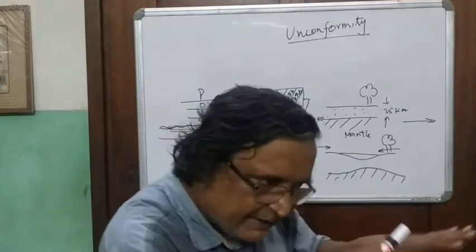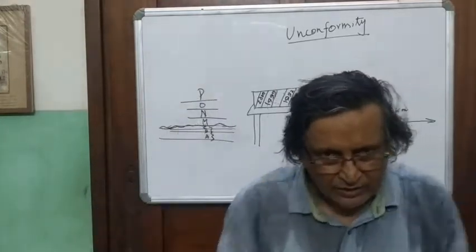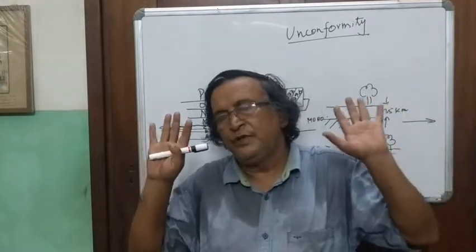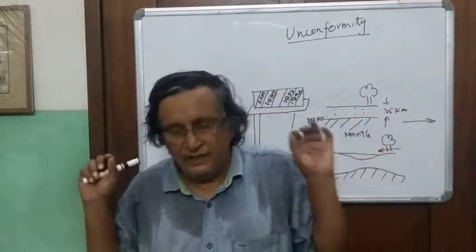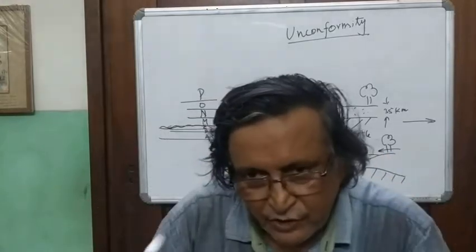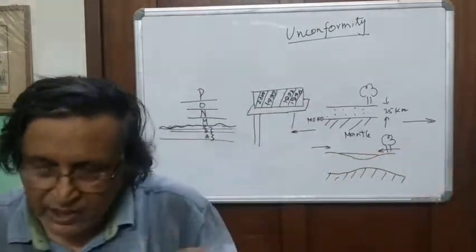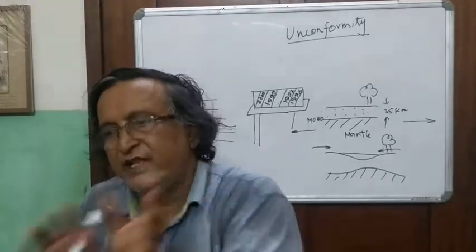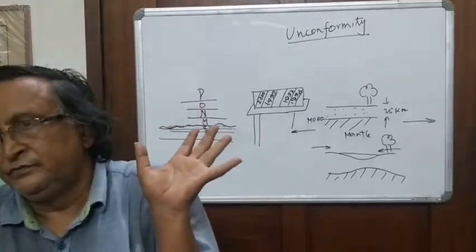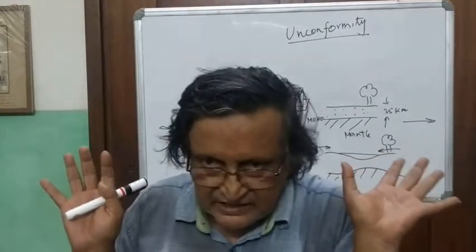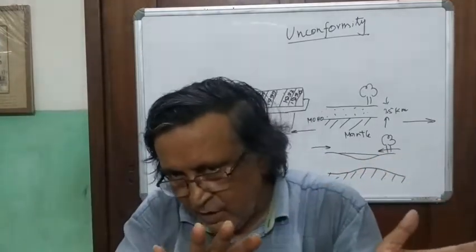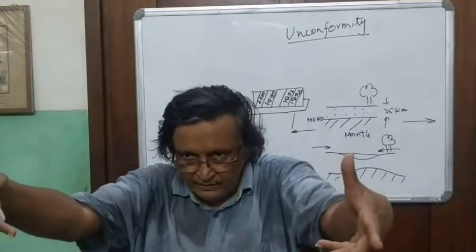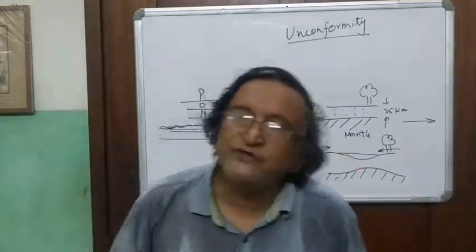It is essentially a plane, a feature that you see in the rock, which is a plane of erosion or non-deposition. And the meaning of it is that it is a loss of geological record. For a particular time span, there is no record. That's all what unconformity is. Physically, it's a plane of erosion or non-deposition. Philosophically, it is a record of loss of time.